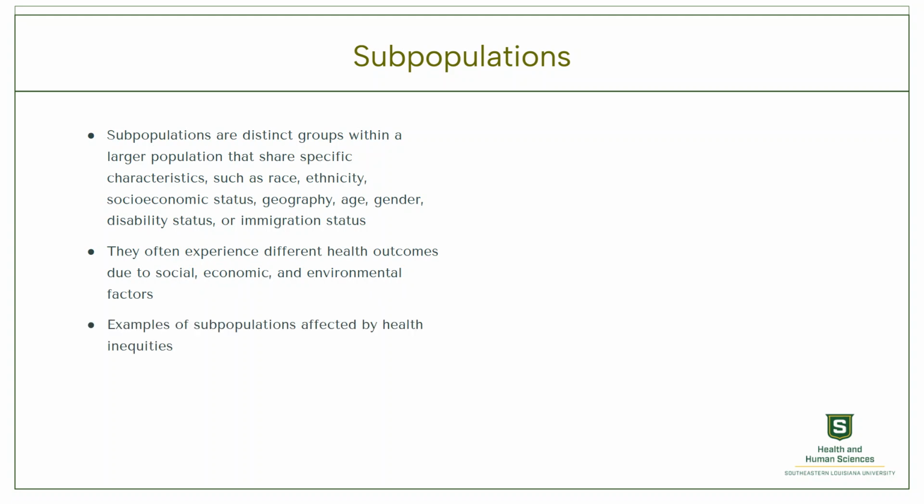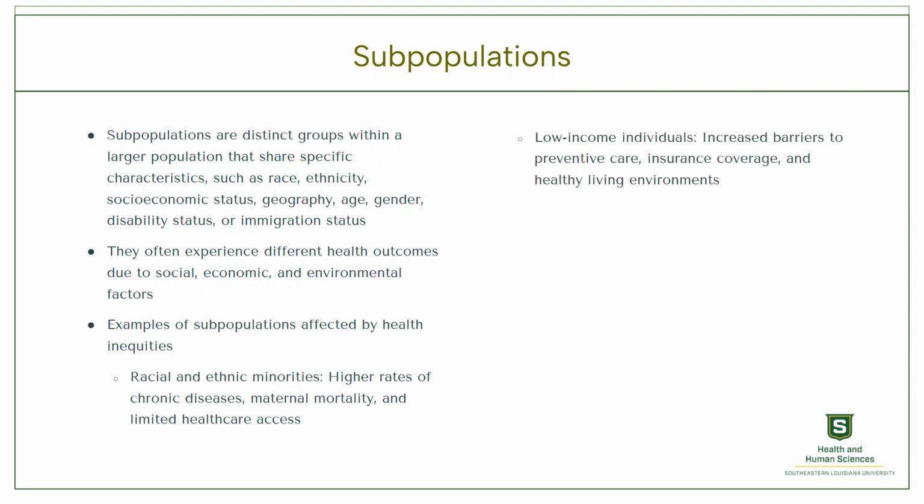Examples of subpopulations that are affected by health inequities would include racial and ethnic minorities, who typically experience higher rates of chronic conditions. And then you have low income individuals who have increased barriers to preventive care and either don't have health insurance, or when they do have health insurance, they are underinsured, meaning that their insurance doesn't cover enough of the healthcare services that they need.